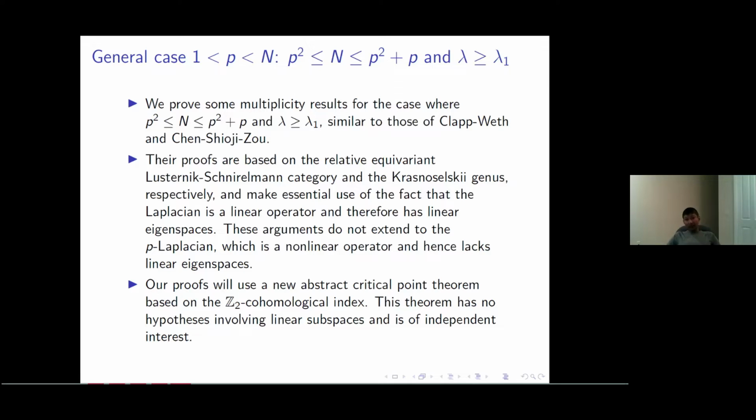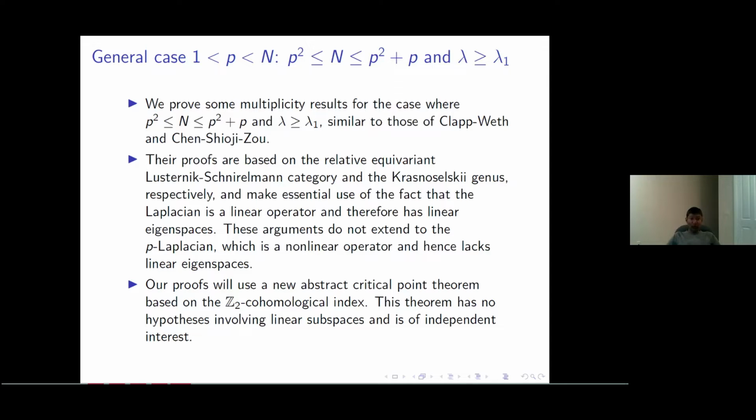Now, the proofs in the papers of Clapp and Weth and Chen, Xiu, Jin, Zhao are based on two things. First of all, they use the relative equivariant Lusternik-Schnirelmann category and the Krasnoselski genus, and their proofs make essential use of the fact that the Laplacian is a linear operator, and so it has linear eigenspaces. Now, the p-Laplacian is not a linear operator, so it does not have linear eigenspaces. So their arguments cannot be extended to the p-Laplacian. So we need some new techniques to handle the p-Laplacian case.